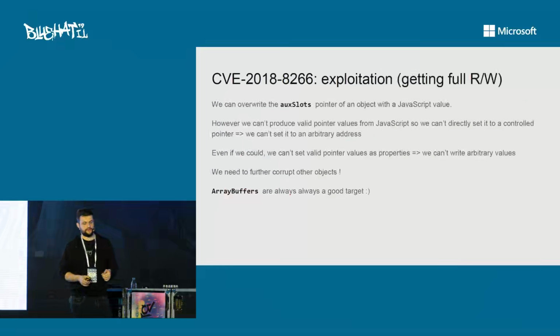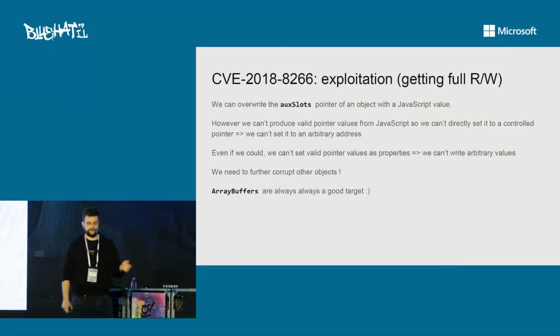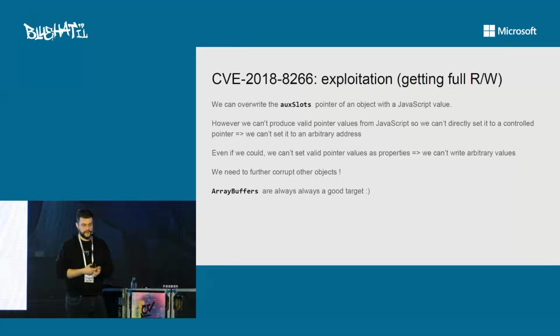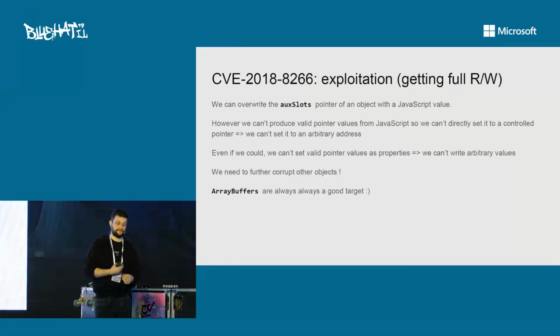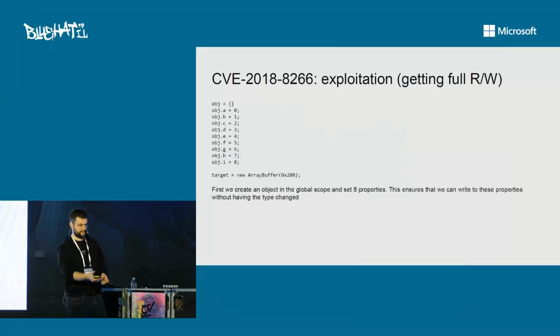So the primitive we have is we're basically able to corrupt the slots pointer of an object with a JavaScript value. We have a couple of problems associated with that. First off, we cannot set it to a raw pointer directly because every integer or double that we produce from JavaScript will be stored tagged, so that's not going to be a valid address. We have the same thing then to write arbitrary values. So we basically need to further corrupt other objects. And if you've looked at any kind of JavaScript exploit, you've probably seen array buffers and typed arrays, which is the best gift that could have happened for us.